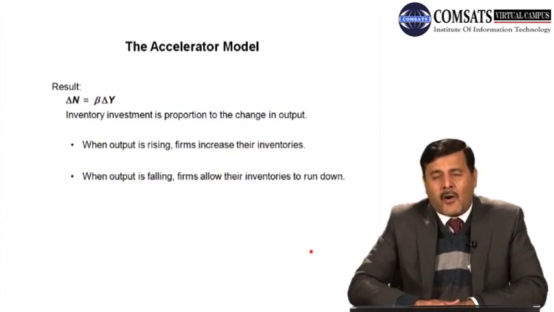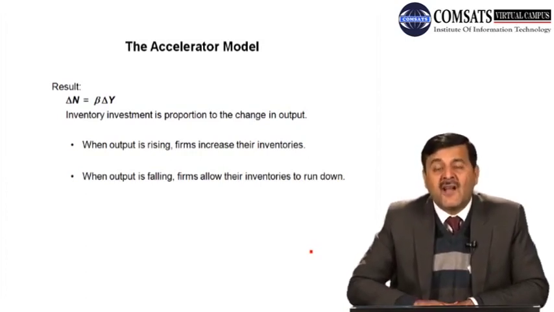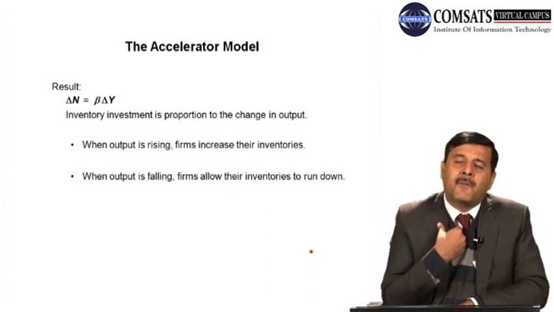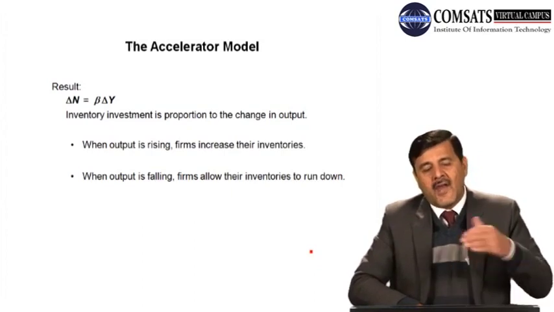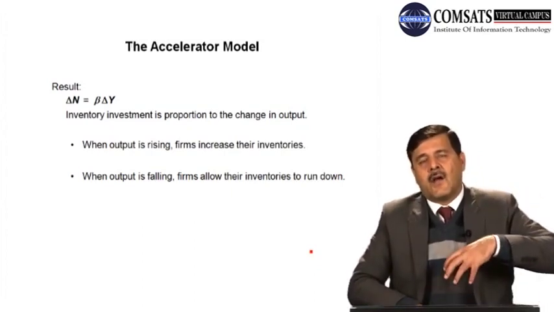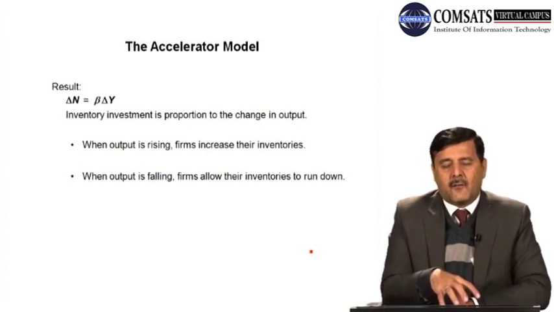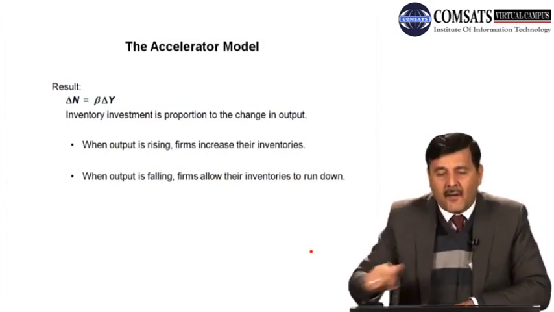So according to this accelerator model, inventory investment depends on the level of output in the economy, the output which firms produce and supply in the market. So inventory investment, that is delta N, is proportional to the change in the level of output, right? When output is rising and Y is rising, what will happen? Their inventory will also go up. When output is falling, firms allow their inventories to run down. Unki inventories mein kami waqe ho jayegi.